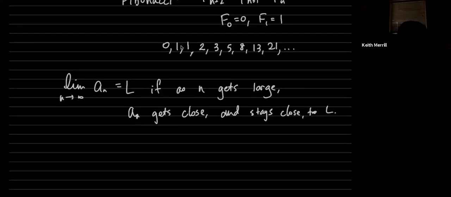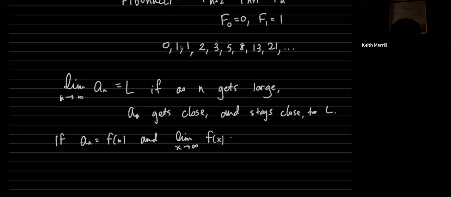So the theorem says, if you have a sequence which is defined explicitly, and the limit as x goes to infinity of the function that you've used exists, this won't always be applicable, but it will very often be applicable, then the limit as n goes to infinity of a sub n is the same. And there's a very nice picture in your book of what's going on.